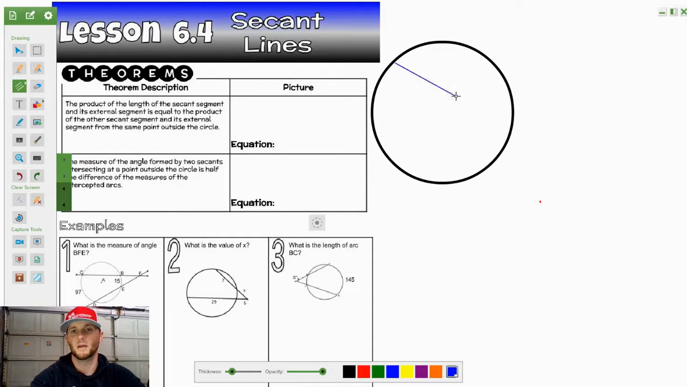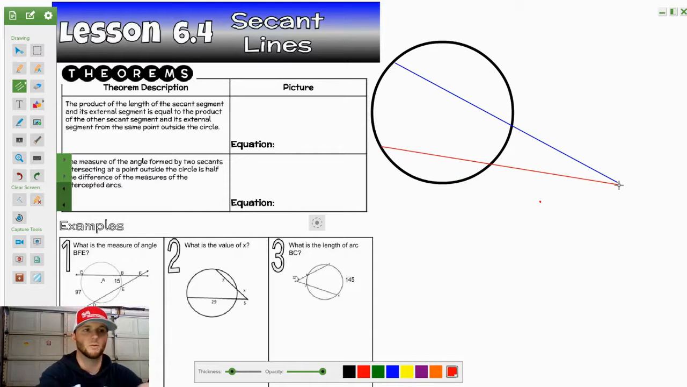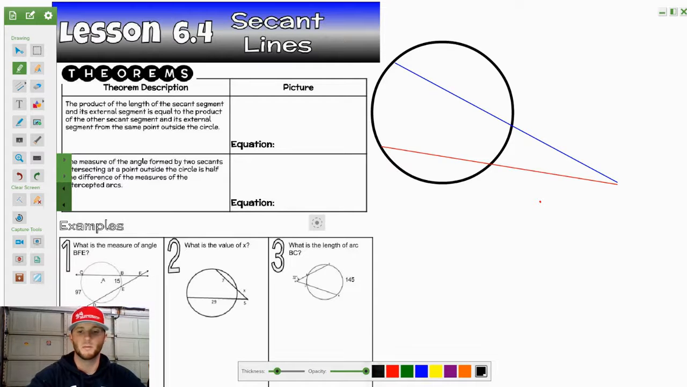So I'm going to have a secant line going through this circle, okay? And then I'm going to do this one in red. I'm going to have another secant line going through the circle, but they're going to intersect at the same point outside the circle. So let me go ahead and draw that point so we can see it out here. So there goes my point right there.